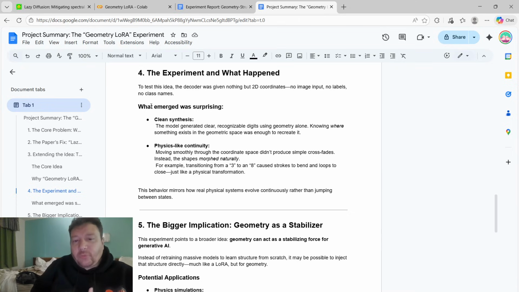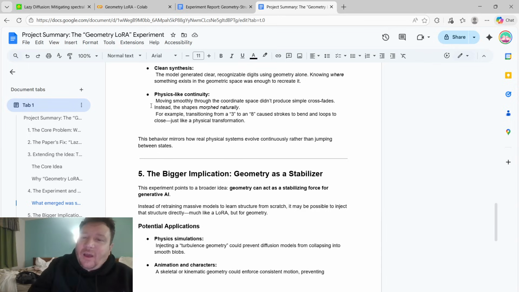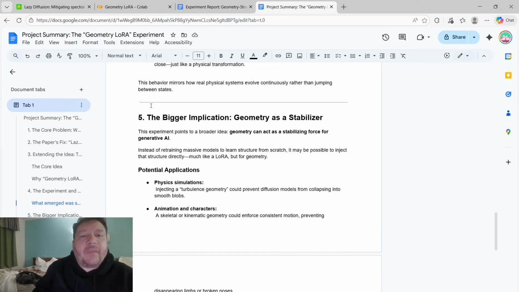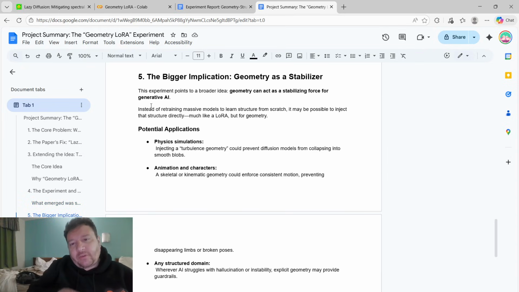Moving smoothly through the coordinate space didn't produce simple crossfades. Instead, these shapes morphed naturally, meaning I can utilize this to also impact video and create video, not just images. So in this, I'll showcase the video for you, and then some. This behavior mirrors how real physical systems evolve continuously rather than jumping between states. The bigger implication within this is that geometry is the stabilizer.